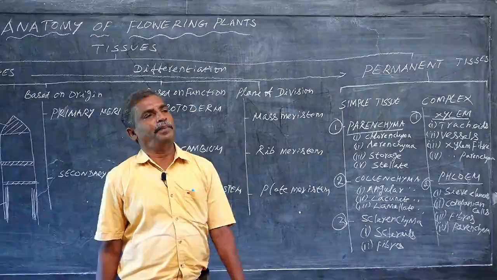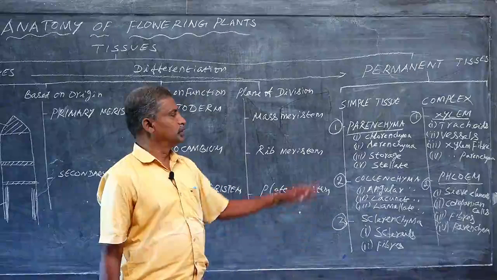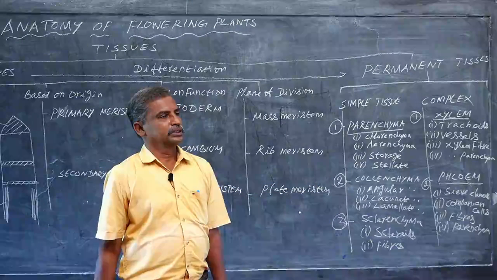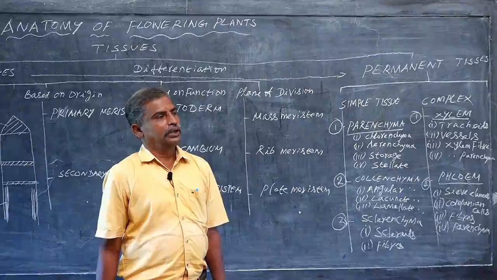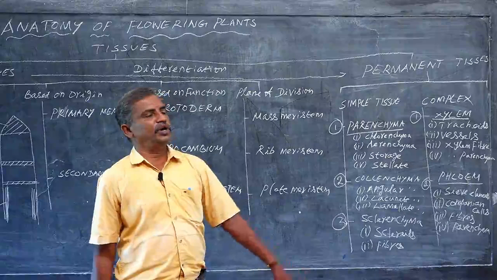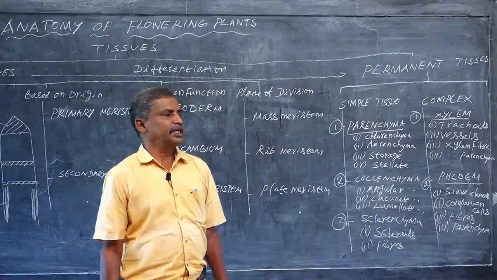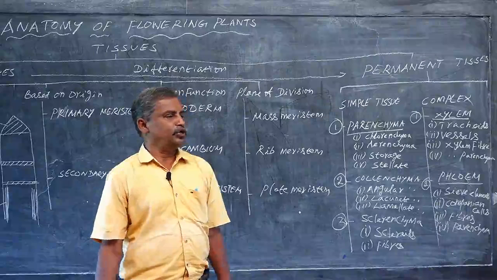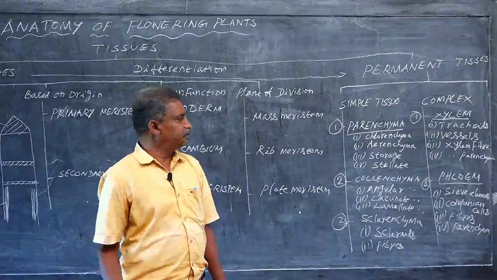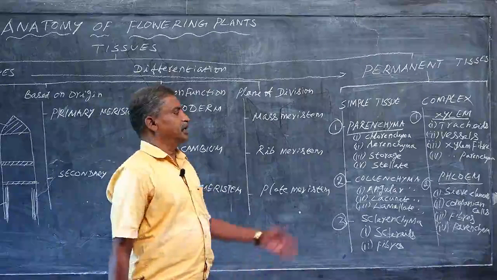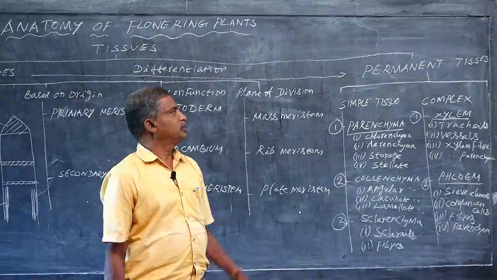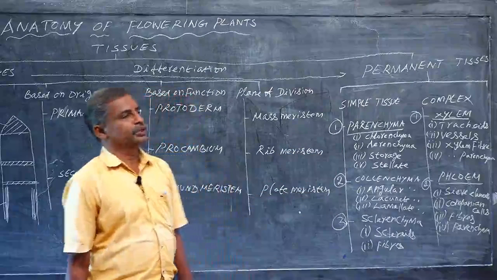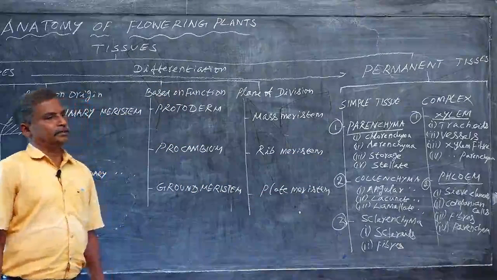Then parenchyma. The parenchyma is the only living tissue found in the phloem complex tissue. The parenchyma found in phloem is called phloem parenchyma, which has a thin cell wall, cytoplasm and a nucleus, and helps food conduction for the phloem tissue. So these are all the types of tissues which are found in the plant.